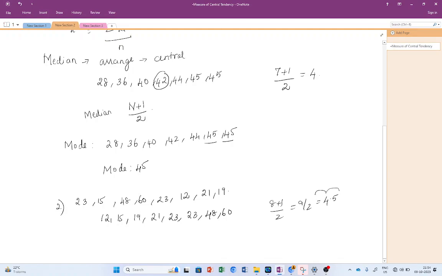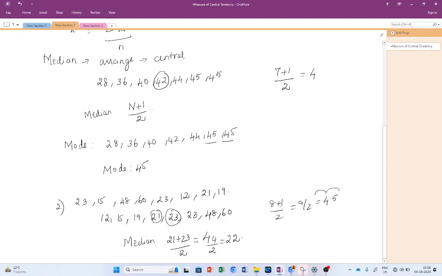Okay, so here 1, 2, 3, 4. So 4.5 means here. So you will take 21. Likewise, you will take 23. Both the terms you will take. So median will be, what you have to do is 21 plus 23 divided by 2. So it is 44 divided by 2, which gives you 22.